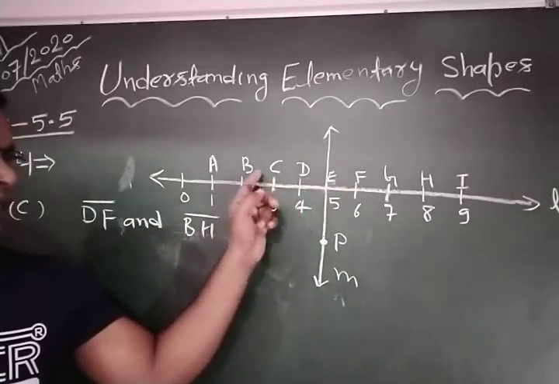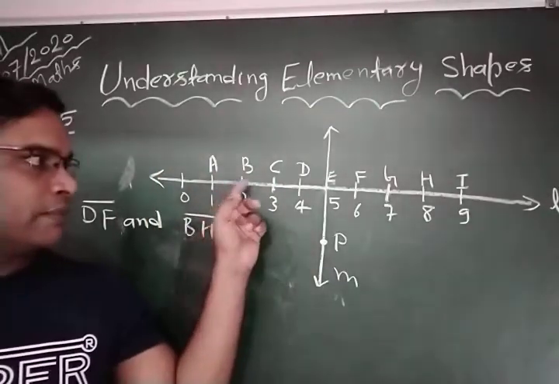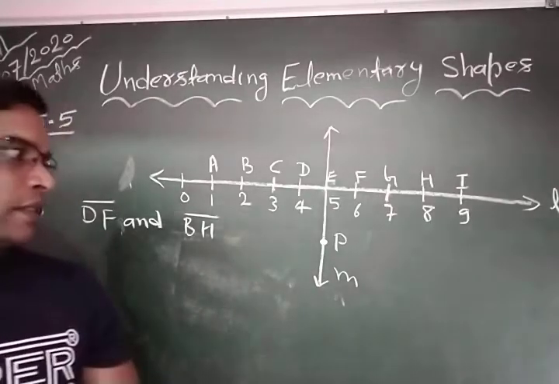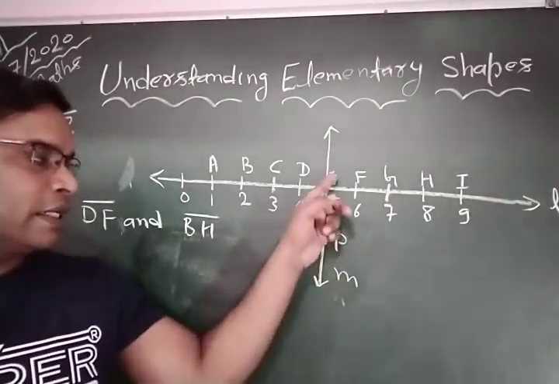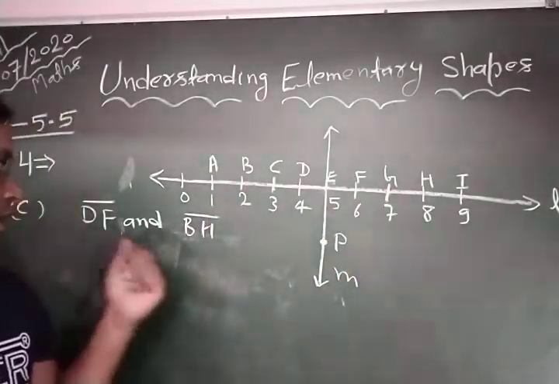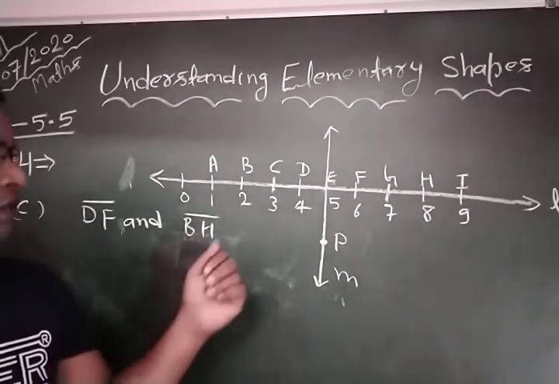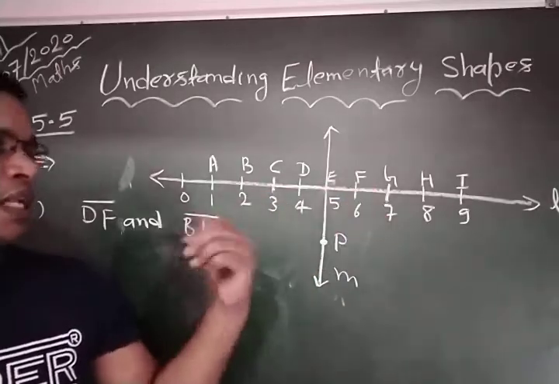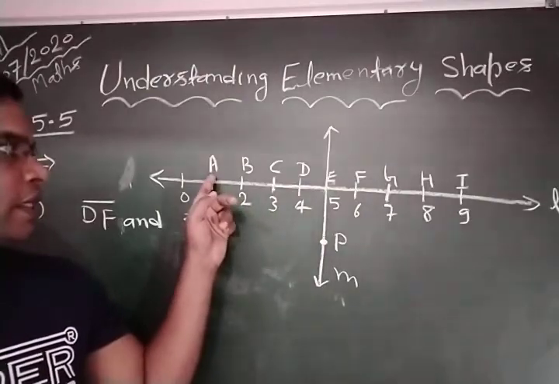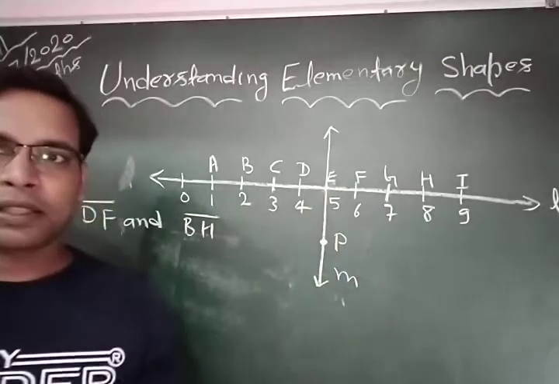How many gaps? 1, 2, 3 here. 1, 2, 3 here. So this line bisects line segment BH and is also perpendicular. So you can say line PE is the perpendicular bisector of line segment BH. So our answer is line segment DF and line segment BH. You can also say CG is a line segment which P bisects. You can say AE is also a line segment bisected by P. Clear?